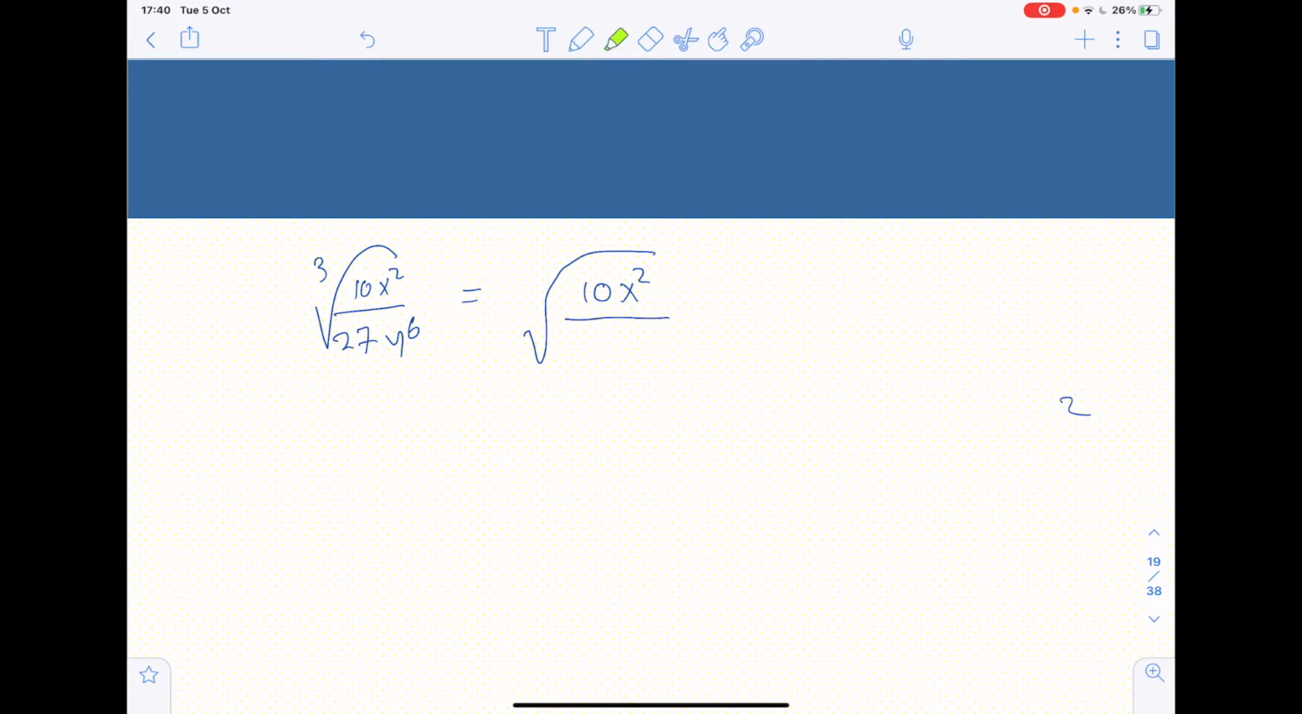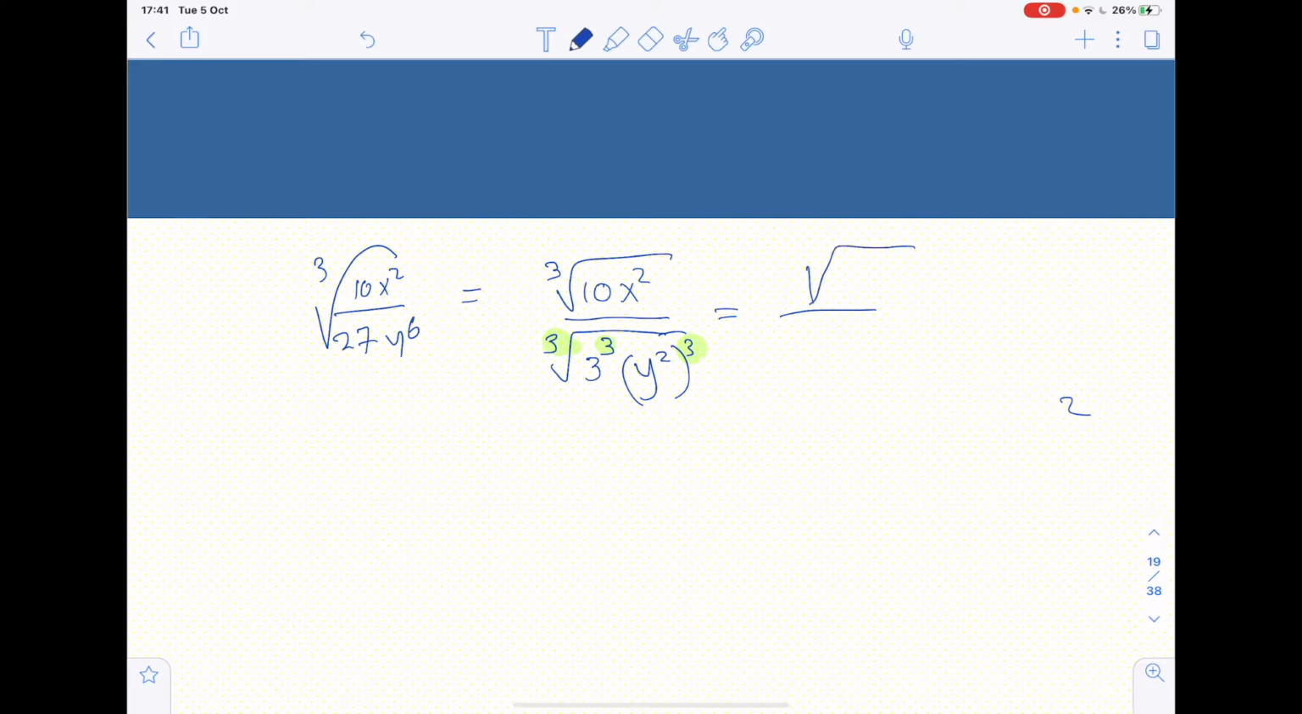Okay, let's just distribute the root to both the numerator and the denominator. So 27, I can write it as 3 to the power 3, and y to the power 6 is y to the power 2 all to the power 3. So now I can cancel these powers with the root, and then I would be left with 1 over, or the third root of 10x squared over 3y squared.